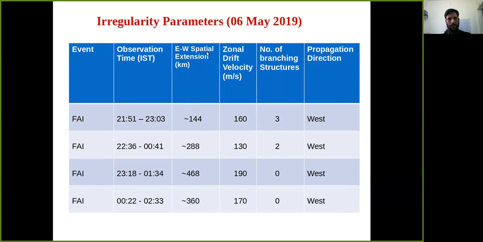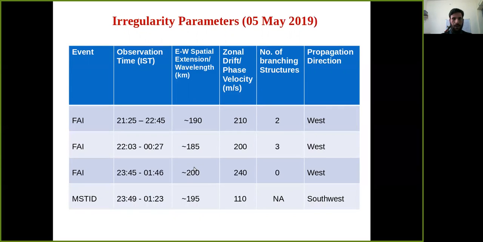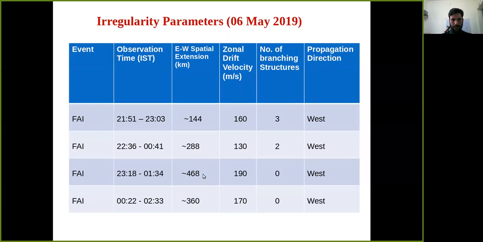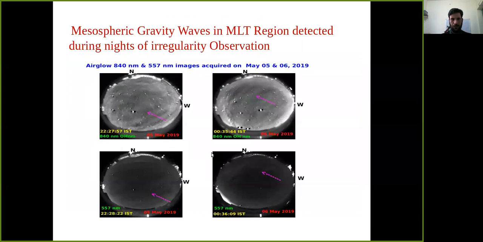Similarly, these are the irregularity parameters for 6 May 2019, and we see all four kinds of irregularities appearing in the field of view during this night. Again, the number of branches here is 3, the number of branches here is 2, and these move with lesser zonal drift velocities as compared to those which have 0 branchings. As we saw in the 5 May 2019 event, near midnight there are no branchings, and again here after midnight there are no branchings, and the east-west spatial extension is also greater than that of the ones which have branching kind of structures.